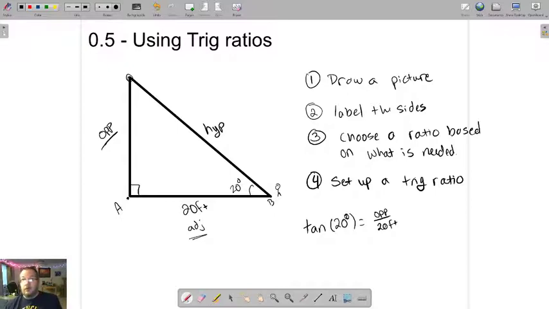Now from here, it's going to end up being just a nice, neat Algebra 1 problem, because once we know what the tangent of 20 is, we can just multiply both sides by 20 feet, and that'll tell us what the opposite side would have to be. So one thing really quickly about your calculator when you're doing this, you want to make sure that your calculator is in degree mode.